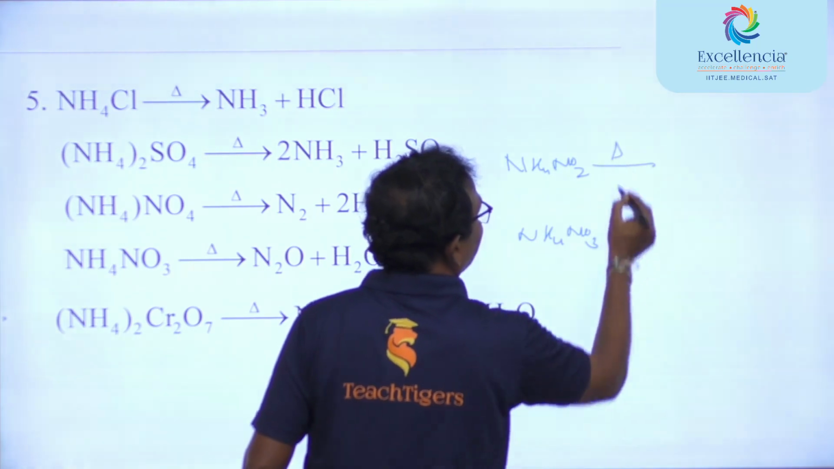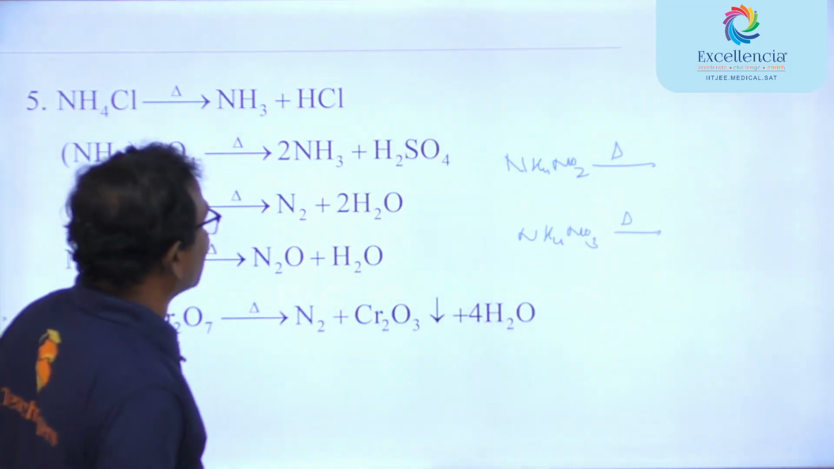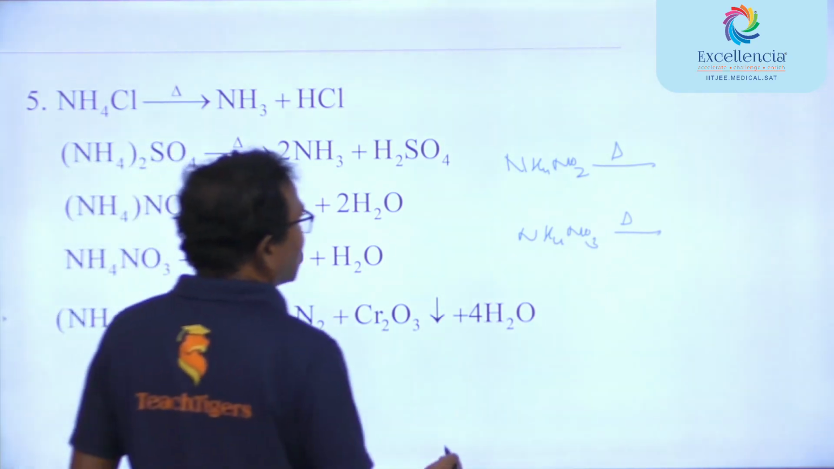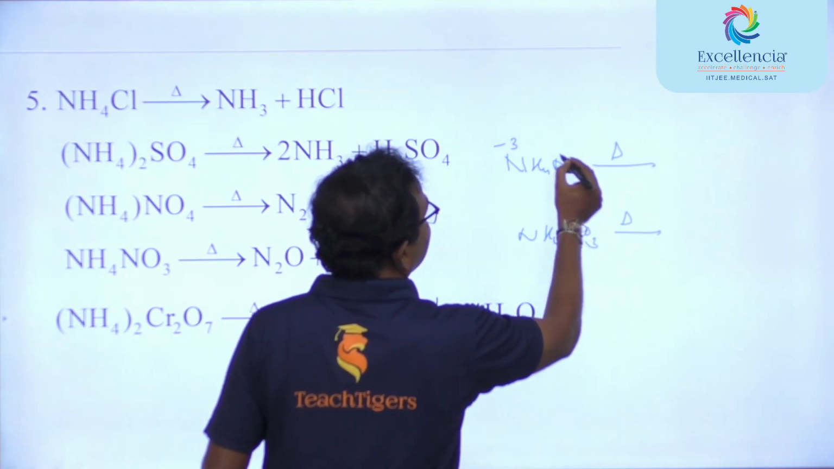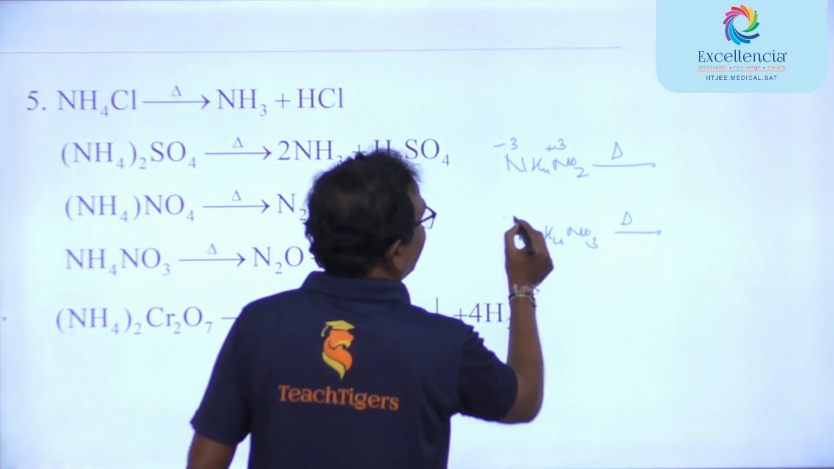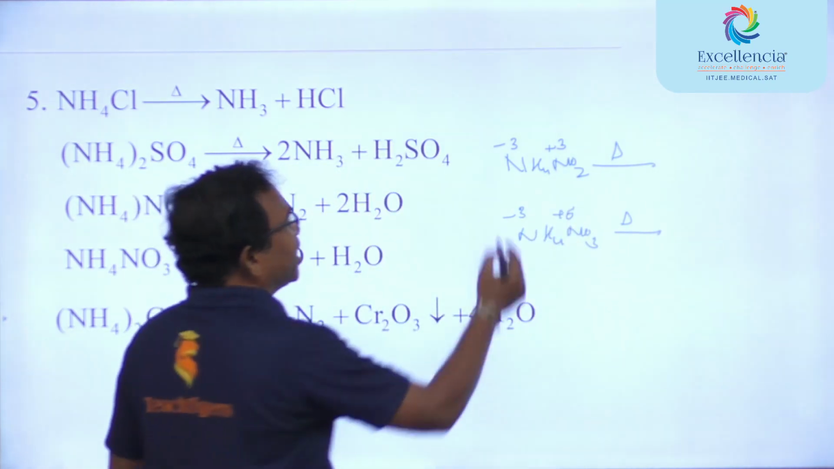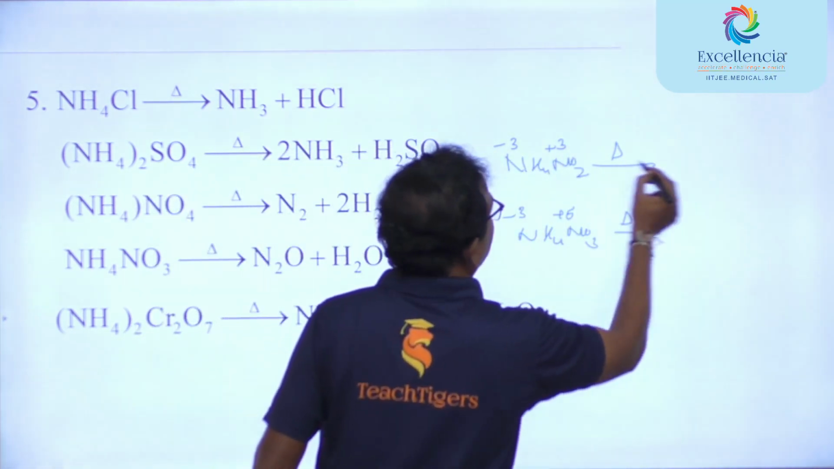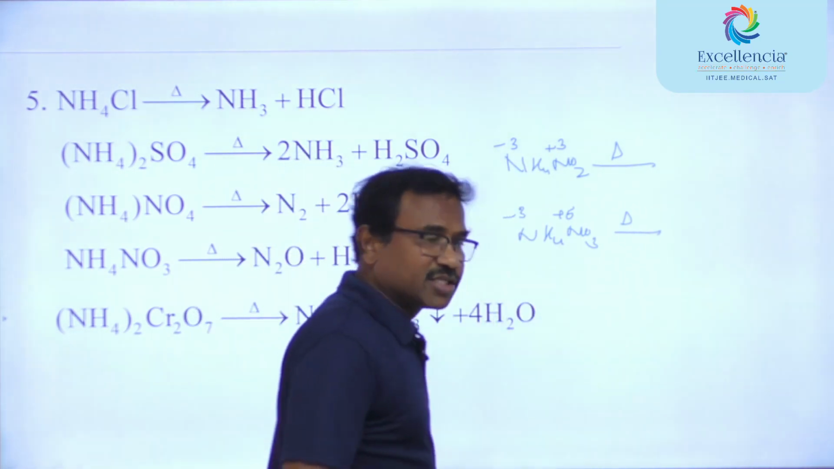So again, both are definitely redox salts. Now how do you guess the product here? Simple logic. Look at the oxidation number of this. Here it is -3 and here it is +3. And here -3 and +5. The logic goes this way. The average of these two will be the product of this. Oxidation number average. What is the average of -3 and +3? It is 0.